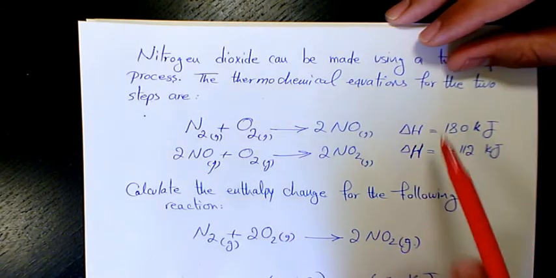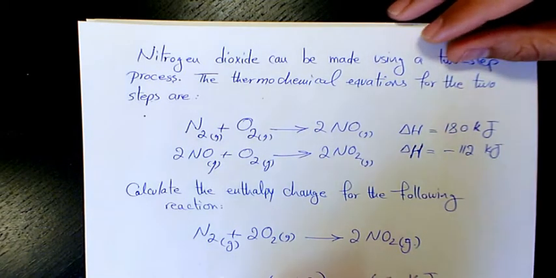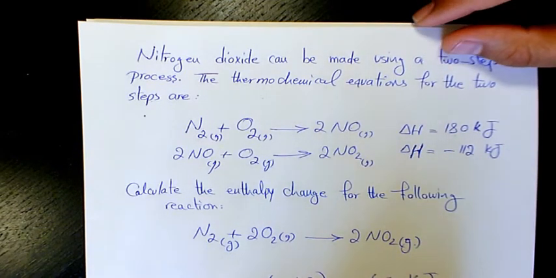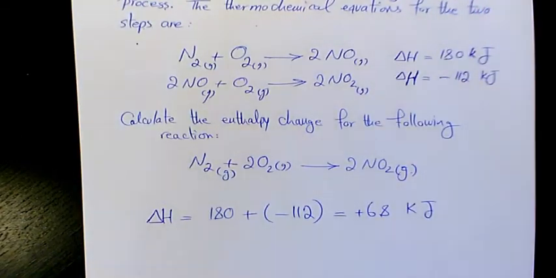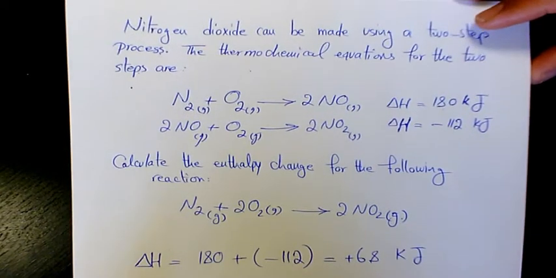So basically we just simply add these two enthalpy changes. So 180 plus negative 112 is going to give us 68 kilojoules. So 68 kilojoules, it is positive. So it means that the overall reaction, as you see in here, is an endothermic reaction. So that's how we use Hess's law. Let's see another example.